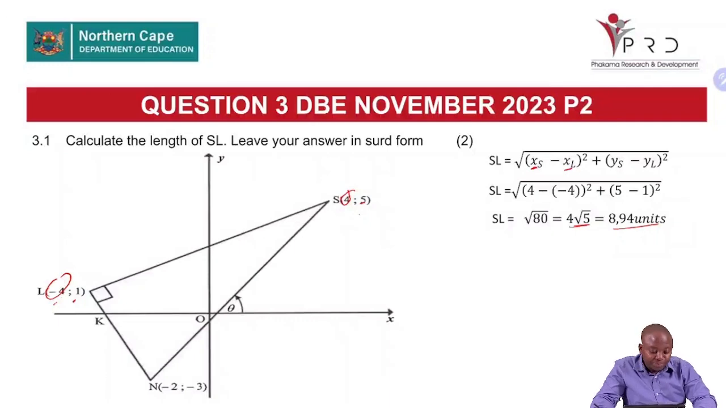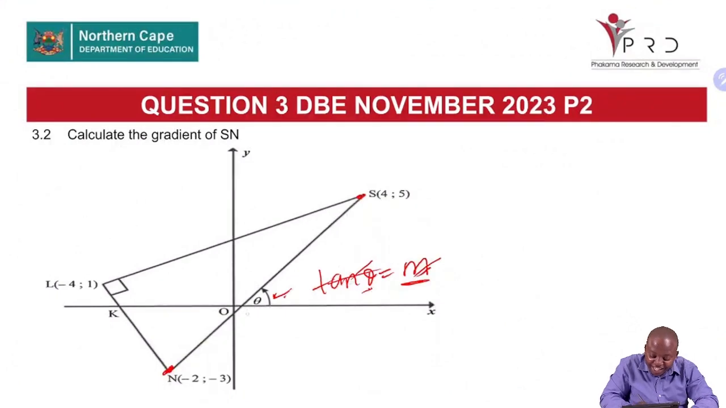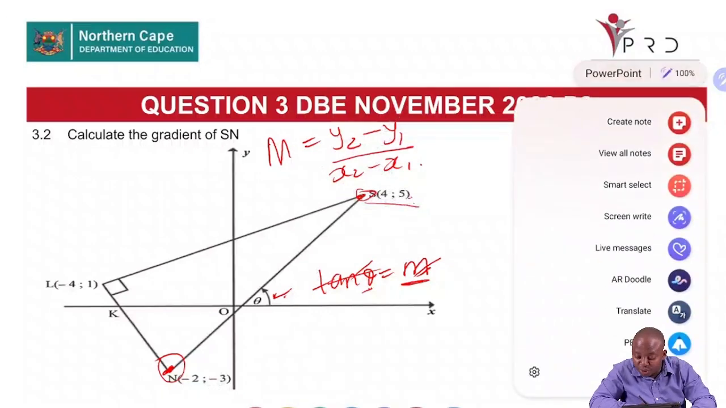Now, let us move on. 3.2 says, calculate the gradient of SN. Where is SN? SN is the line from that point to there. Remember, to find the gradient, it's y2 minus y1 over x2 minus x1. So that's how we find the gradient of SN. Our second coordinate is S, so y2 is 5, minus y1, which is 5 minus -3, all over x2 minus x1.